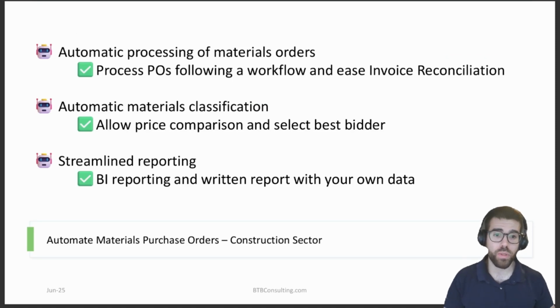Another crucial part where AI is really important is in the materials classification for pricing comparison. Why? Because all the suppliers have different names or different concepts for the materials that they are supplying, but we can try to group them and cluster them using AI so that then we can compare prices from not only the same supplier, but also different suppliers that bring the same materials.